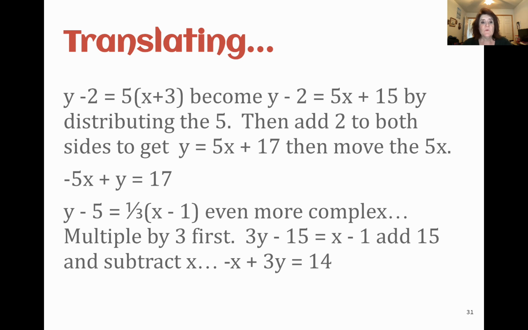Similarly, the equation y minus 5 is equal to 1/3 times x minus 1. Even more complex, first multiply by 3 to get rid of your fractions, so that 3y minus 15 is equal to x minus 1. Then add 15 to both sides and subtract x from both sides, and you get negative x plus 3y is equal to 14.